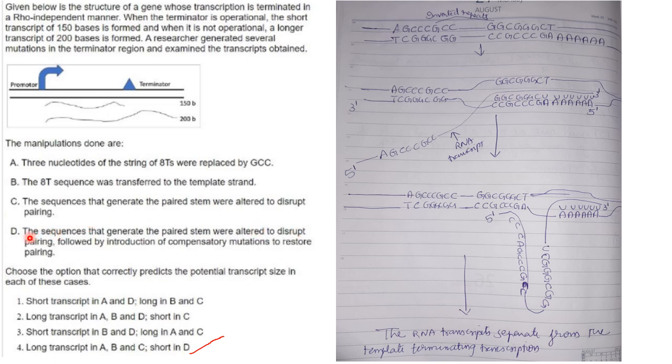Then D: the sequences that generate the paired stem were altered to disrupt pairing, followed by introduction of a compensatory mutation to restore the pairing. So you have mutated it as well as restored it with another compensatory mutation. Naturally, you will get a short RNA transcript, because there will be termination of mRNA synthesis in case of D. So long transcript in A, B and C and short in D is the answer. The answer here will be option 4.